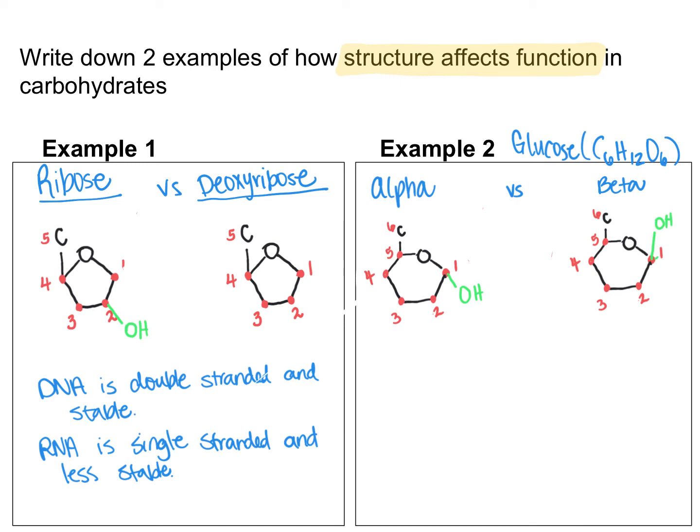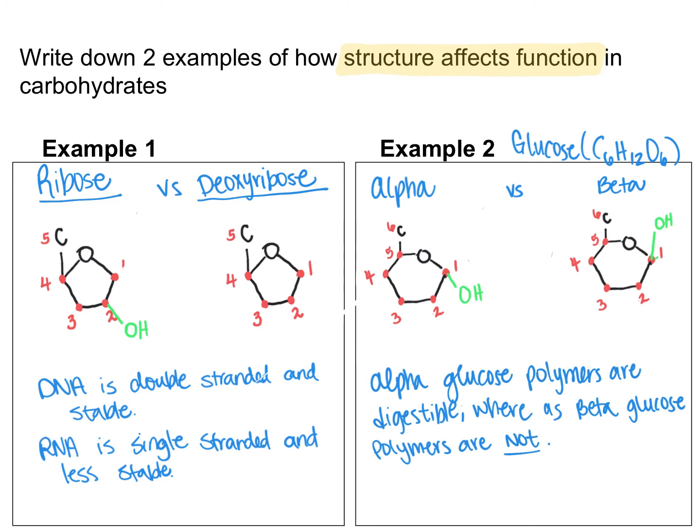Alpha glucose is digestible by humans and other organisms. Beta glucose is not digestible by humans or other organisms, with the exceptions of microorganisms that have the ability to break it down. I'm going to have linked in the description box below a really helpful video about the difference between digestible glucose versus non-digestible glucose, and I do highly recommend you watch it at the end of the notes.